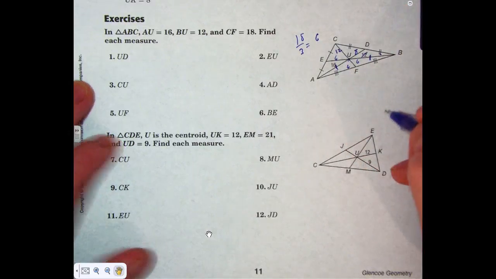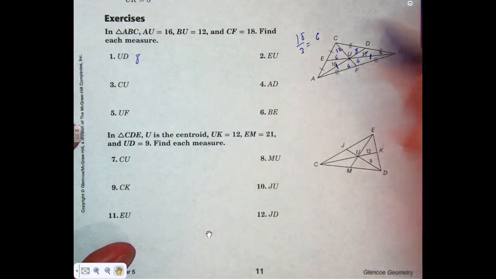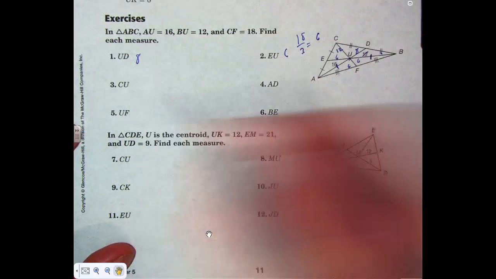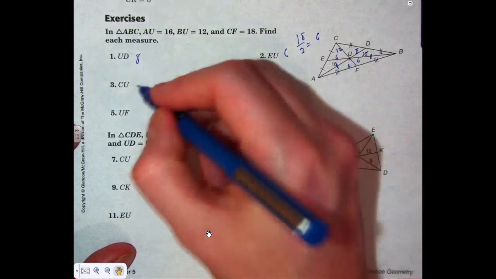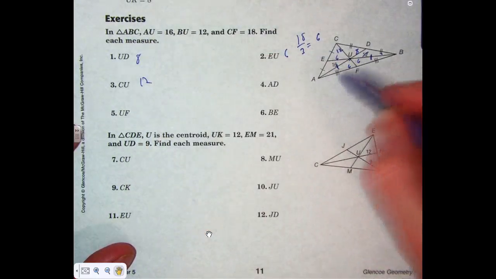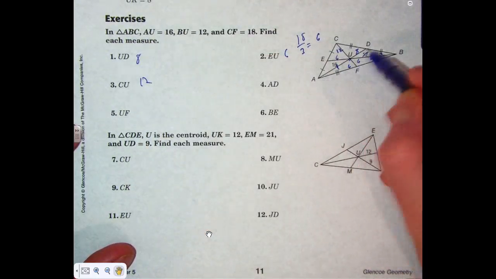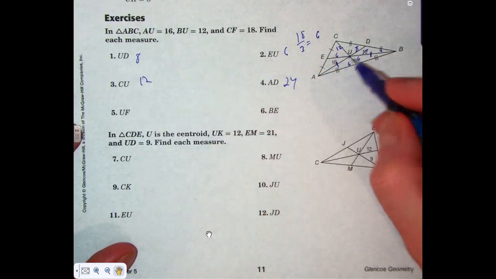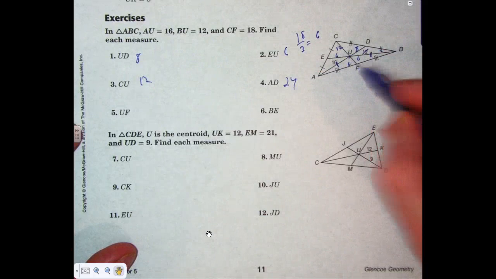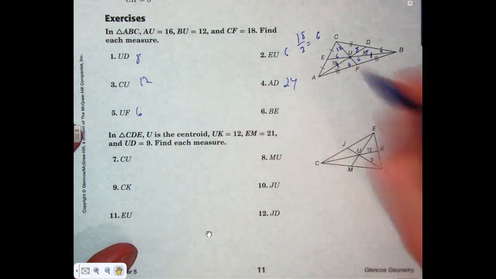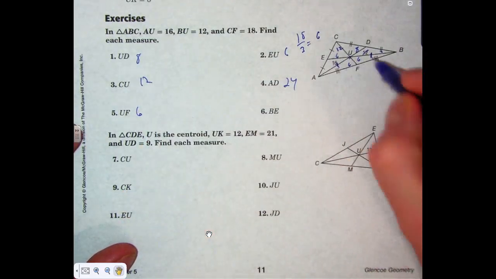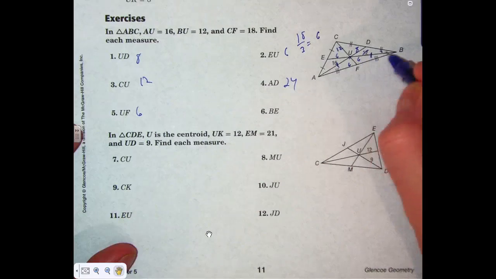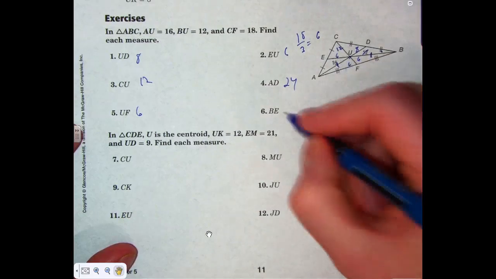So now I can just start filling out lengths. UD is 8. EU is 6. CU is 12. AD is the full length. Well, 16 plus 8 is 24. UF is the shorter length. Well, if that was 12, half of it is 6. And BE is the full length again. Again, this is 12, so this is 6 and 6. That makes that 6. The whole length then is 18.